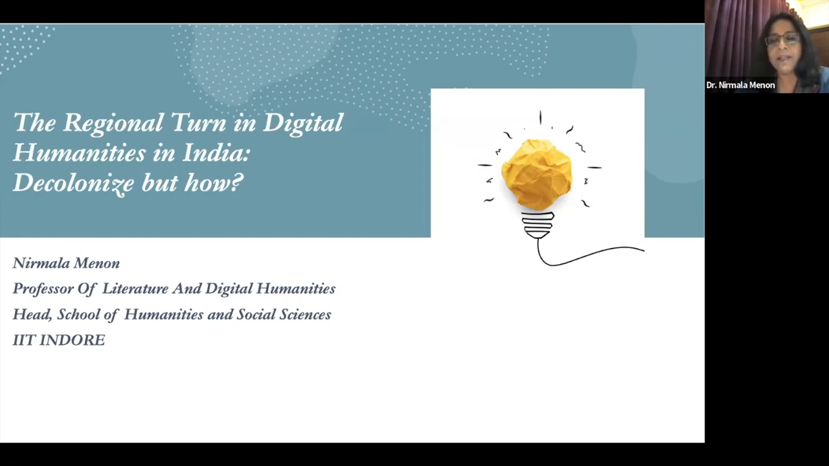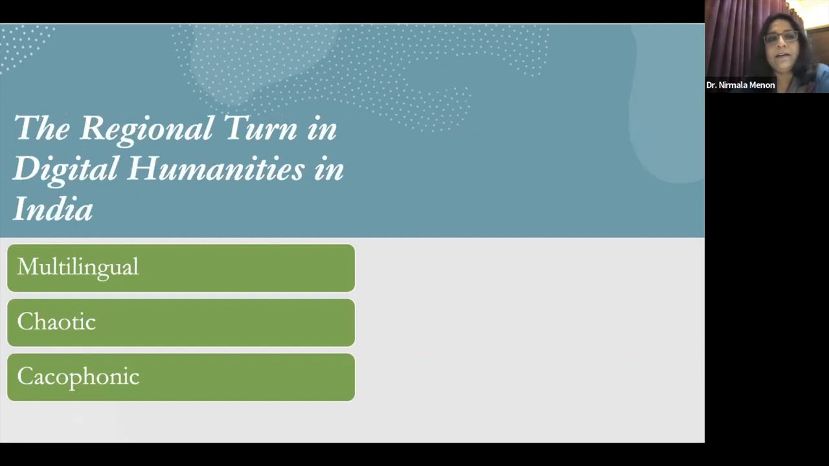By the regional turn, I mean regional in terms of small DH projects, in languages other than English, and the kind of challenges that we face when you try to put those ideas into action. When you talk about digital humanities in India, I think about it in three ways: it has to be multilingual, it is chaotic, and it is cacophonic. And perhaps my talk today would also be somewhere in those three terrains. I'll try to make it as clarifying as I can as we go along.